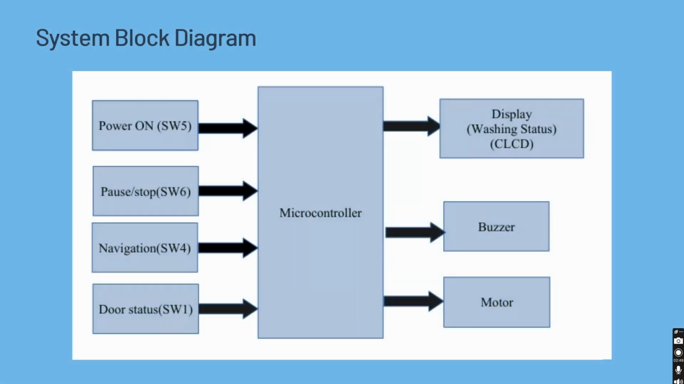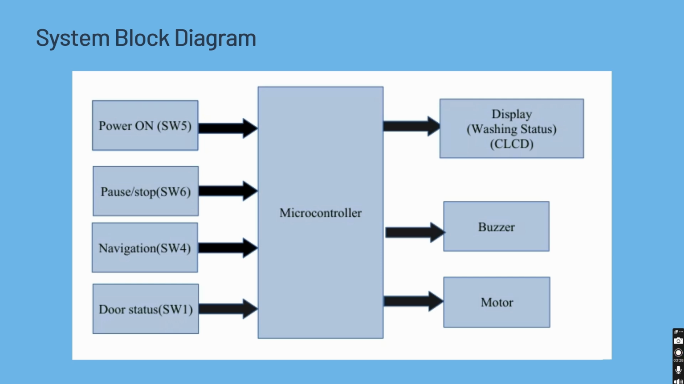This diagram gives us a high-level representation of the entire washing machine system. On the input side, we have various push button switches labeled as SW1 to SW6, which refer to switch 1 to switch 6. Each switch has a unique role, such as powering the washing machine, selecting programs, adjusting water levels, and monitoring door status. These inputs are processed by the PIC16F877A microcontroller, which is programmed to interpret user commands and operate the system accordingly.